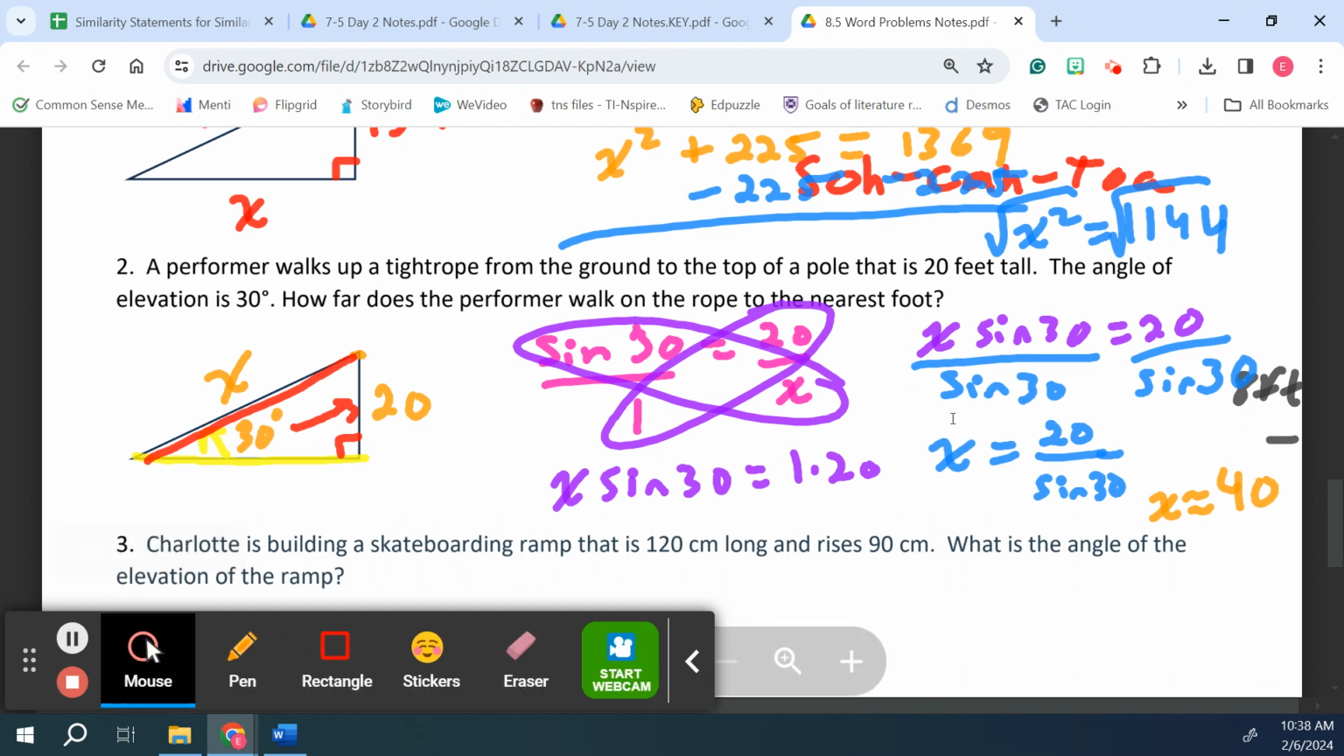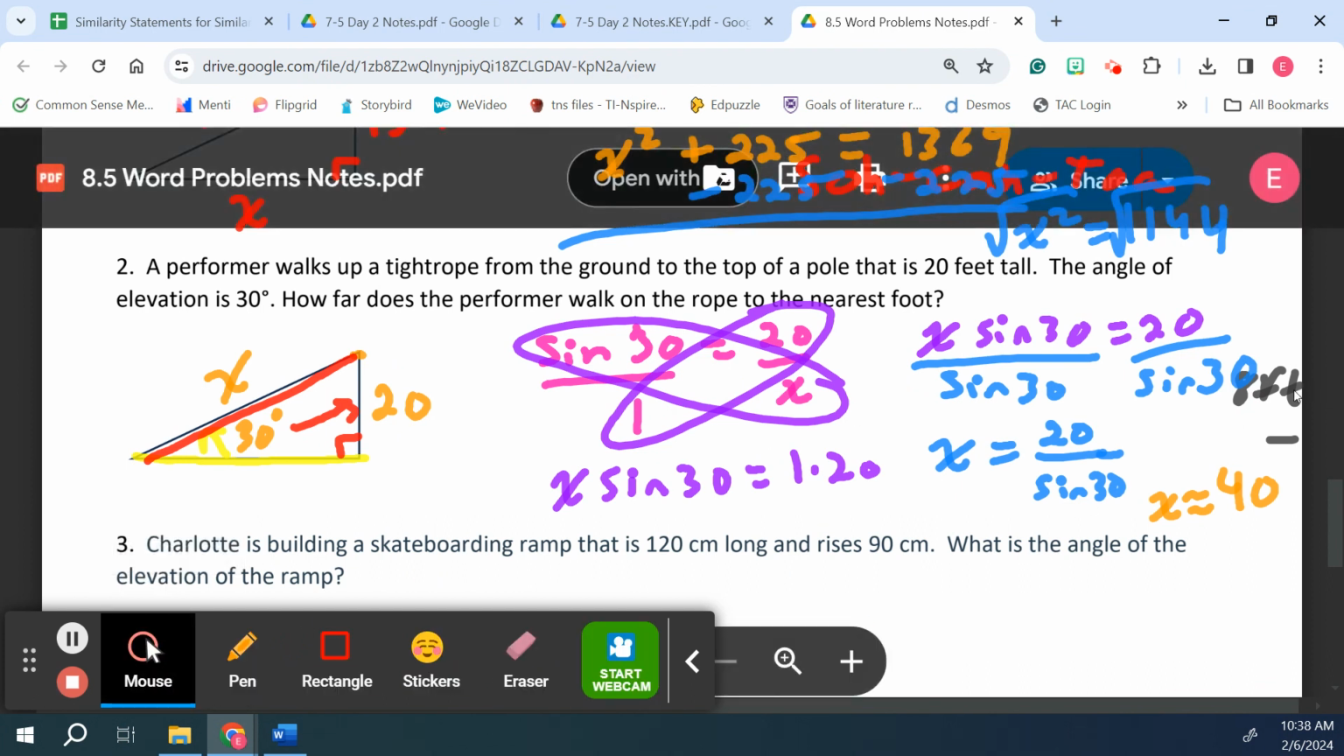So, how are we doing so far? Is there anything I can address here? Look at number 2 again, though. Is there something special about number 2 that we've already learned?